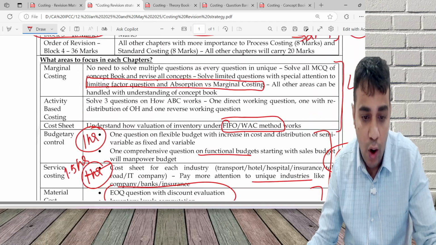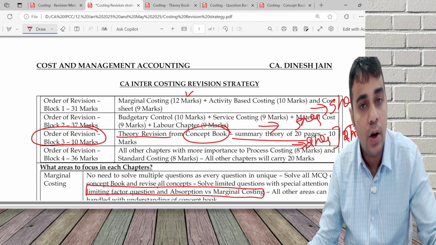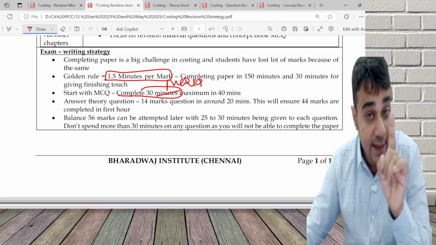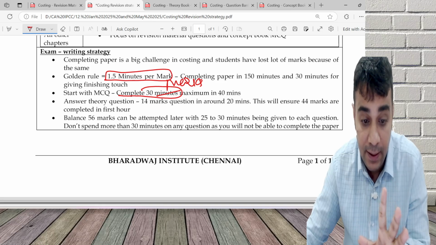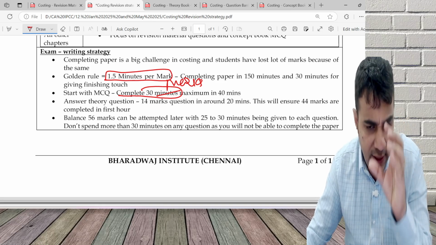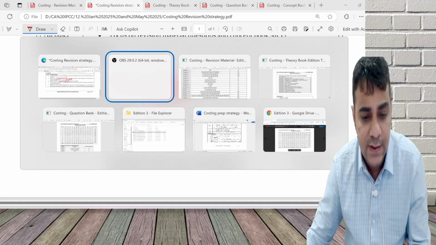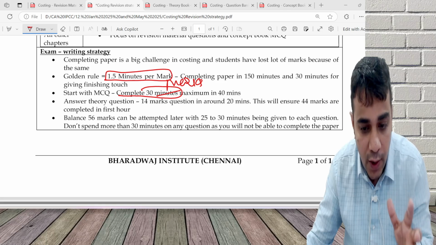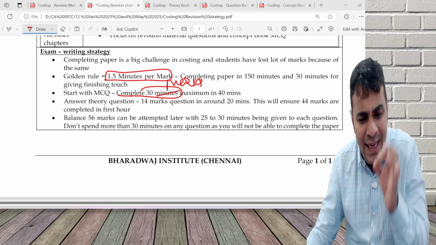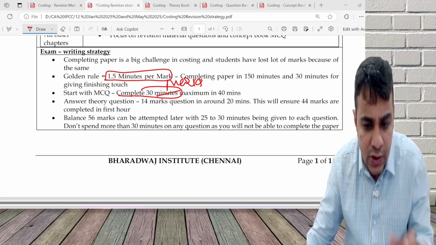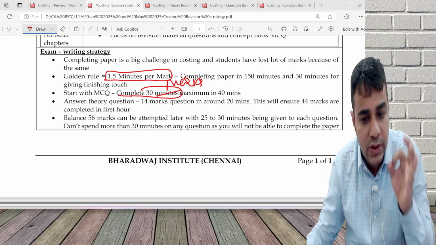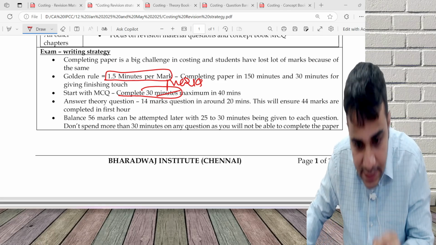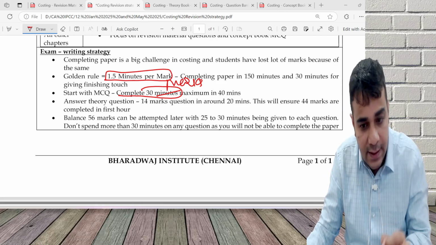This is what I want you to do for your costing revision strategy and the exam writing. Exam writing is very, very critical. Again, I'm repeating, completing the paper is very, very tough as far as my subject is concerned. Unfortunately, extremely lengthy papers are coming in the exam. So we have a golden rule, which is 1.5 minutes per mark, not only for my subject, for other subjects too.